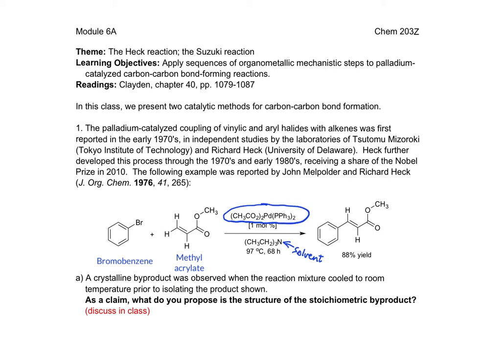The major product that is formed has a new carbon-carbon bond, but retains the alkene of the product. The common name for this compound is methyl cinnamate. After 68 hours, the heat is removed, the reaction mixture cools to room temperature, and a crystalline byproduct comes out of solution in an equimolar amount to the methyl cinnamate product.